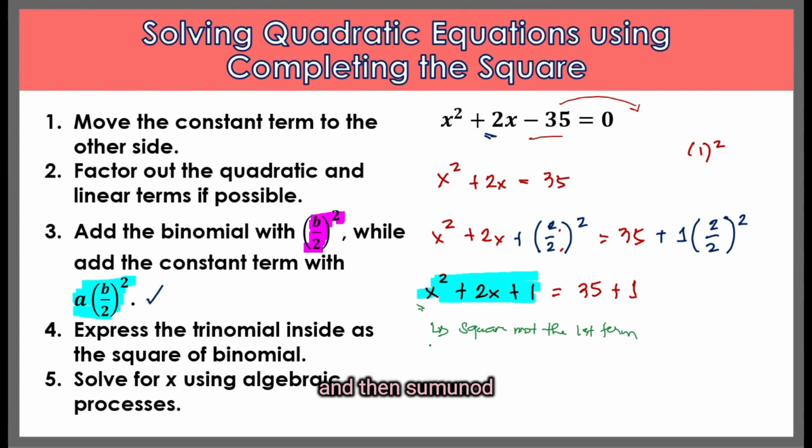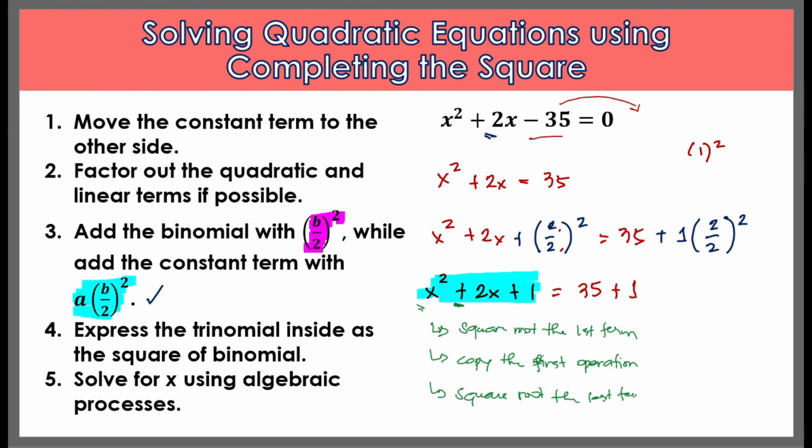And then, sumunod, copy the first operation. O yung first operational sign, ito yon. Okay, kukopyahin nyo yan. So, kung minus iyan, edi of course, minus ang ilalagay. And then, square root the last term. So, square root nyo itong si 1. Okay, so square root the first term, copy the first operation, and square root the last term.